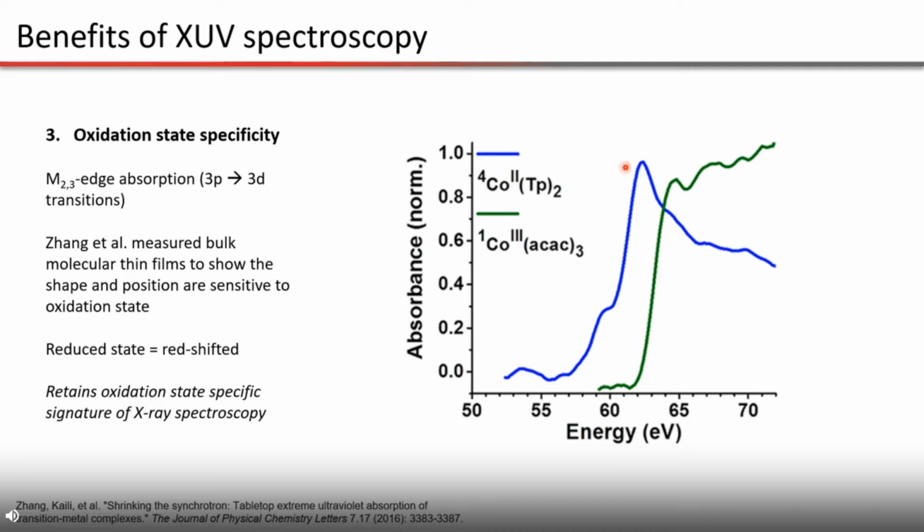So we see this many times in excited states where a reduction or an oxidation of a metal center will actually cause a redshift or a blue shift of your main feature. And this has helped with many assignments in my group.